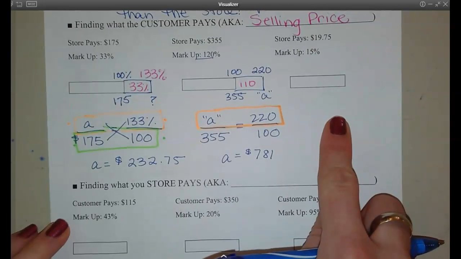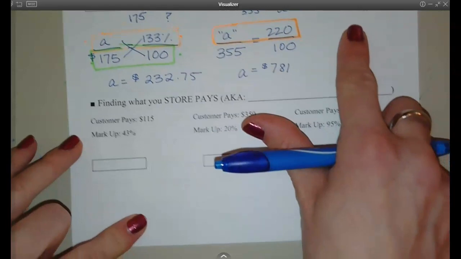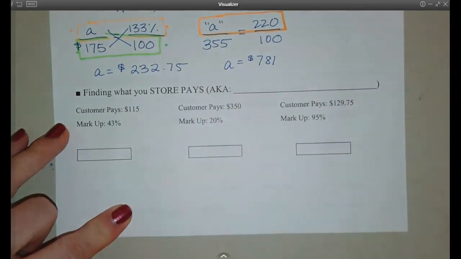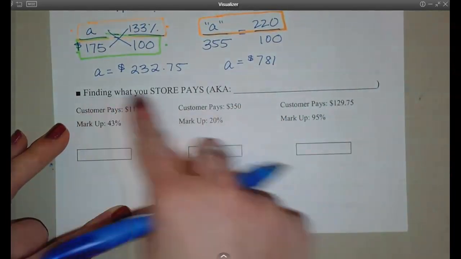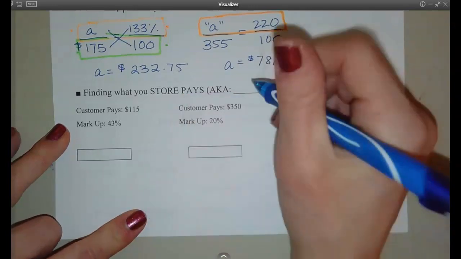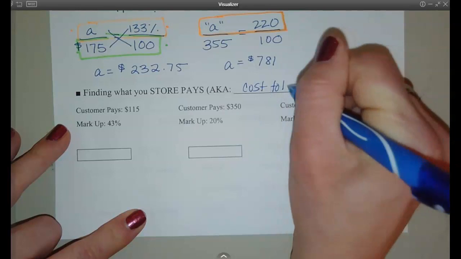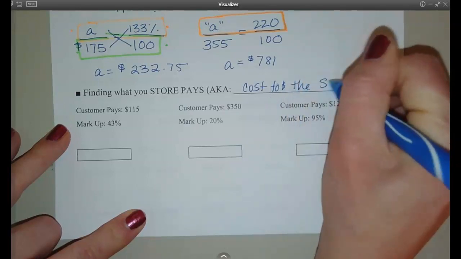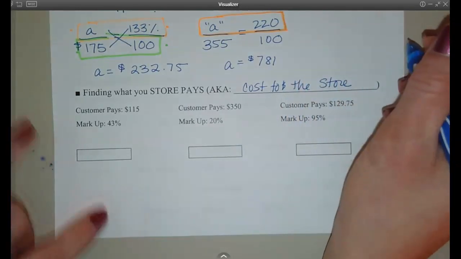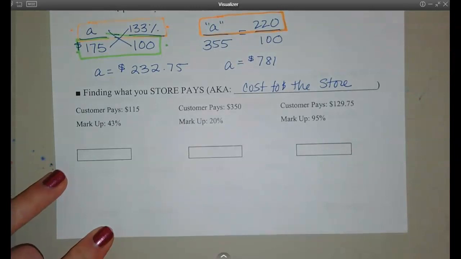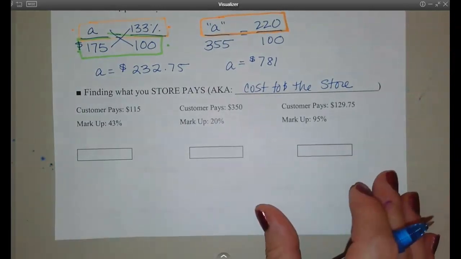Okay, we're going to skip this one for now. I want to make sure we have enough time to get through everything. So we're going to come on down to the next examples. Finding what the store pays. Okay, you might hear us say cost to the store, or what the store paid for something. And remember, that's going to be less than what the customer ends up paying.